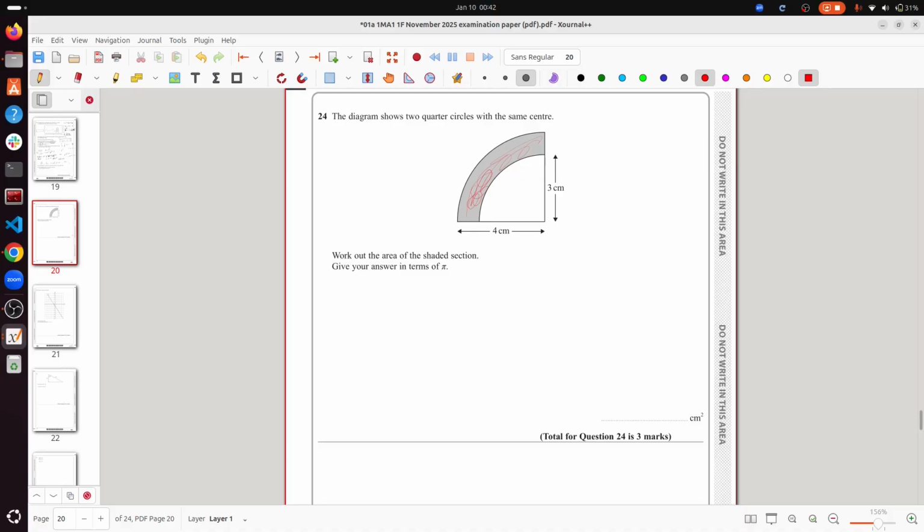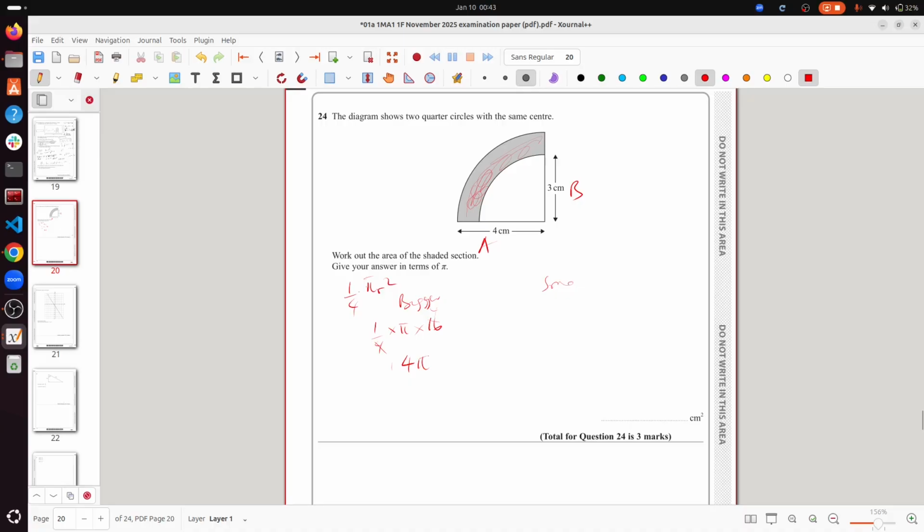So now, let's call the bigger one A, and let's call the smaller one B. So we know that the area of a circle is pi radius squared, but we're looking for a quarter, so we have to use a quarter of that. So a quarter times pi times the radius of the bigger one is 4. So 4 squared is 16, and that gives me 4 pi, because 4 goes into 16 four times. I have 4 pi. This is for the bigger one.